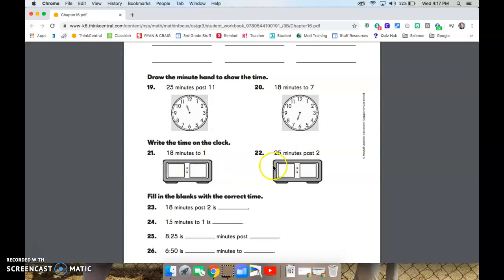Okay, 25 minutes past 2. So it's 2:25. The past ones are kind of easy. We just got to figure out which side this goes to, right? So 2:25.